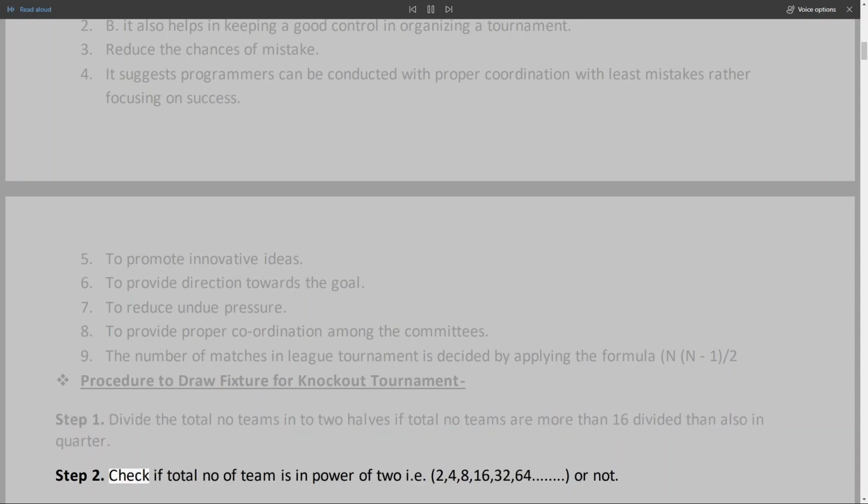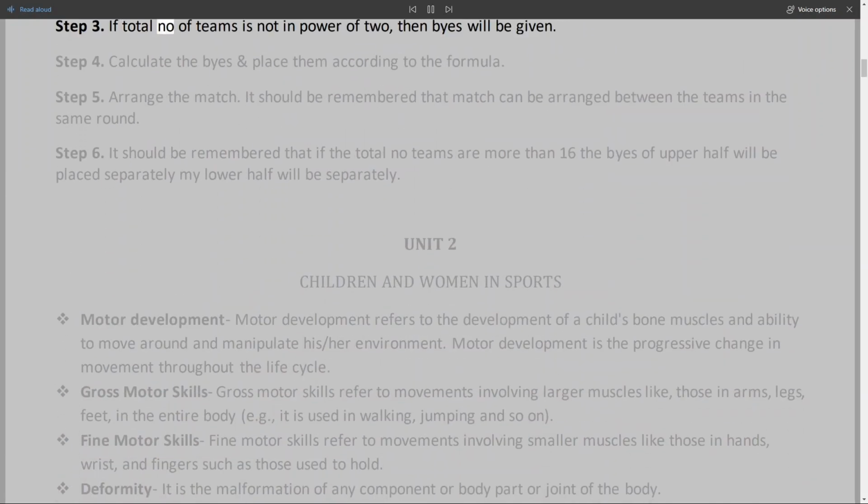Step 2: Check if the total number of teams is a power of 2, i.e., 2, 4, 8, 16, 32, 64, or not. Step 3: If the total number of teams is not a power of 2, then byes will be given. Step 4: Calculate the byes and place them according to the formula. Step 5: Arrange the matches. It should be remembered that a match can be arranged between the teams in the same round. Step 6: If the total number of teams is more than 16, the byes of the upper half will be placed separately and the lower half separately.